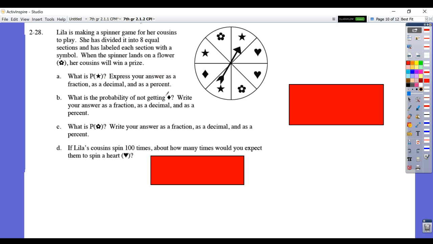Then what is the probability of not getting a diamond? Again, write it as a fraction, decimal, and percent. C, what is the probability of getting the flower? Fraction, decimal, and percent. And then if Lila's cousin spins 100 times, about how many times would you expect her to get a heart? You can see that hearts are 2 out of the 8, which is about 1/4. So if she did this 100 times, how many times would you expect her to get the heart?